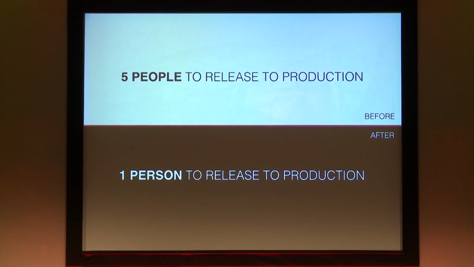So before doing the continuous delivery, we needed 5 people to release to production. We needed 1 sysadmin, 1 QA, 1 release manager, one developer, and eventually, sometimes a database administrator. After that, it was 1 person. And actually, it wasn't a technical person at all. So that's good.